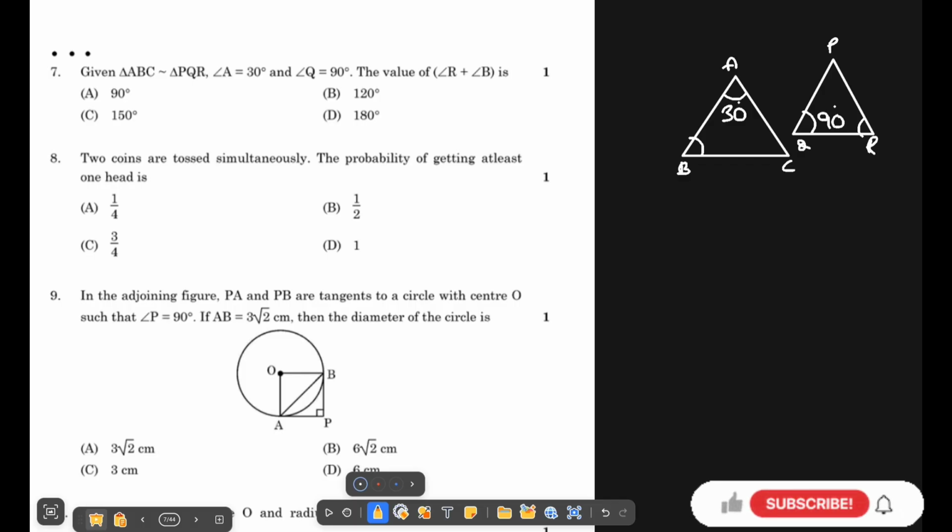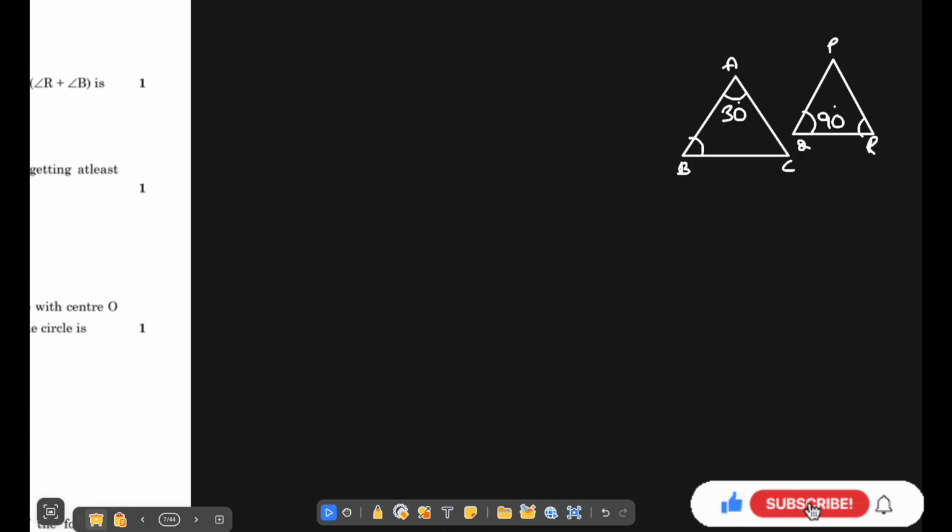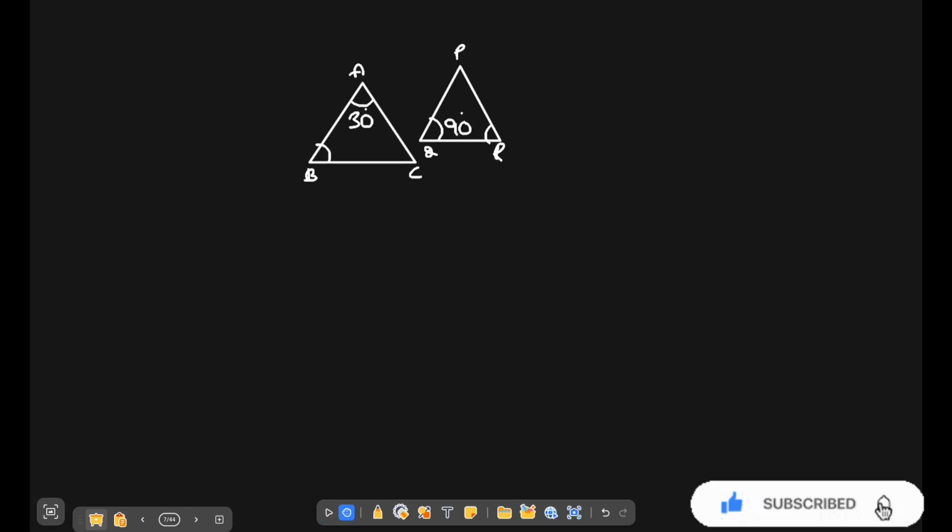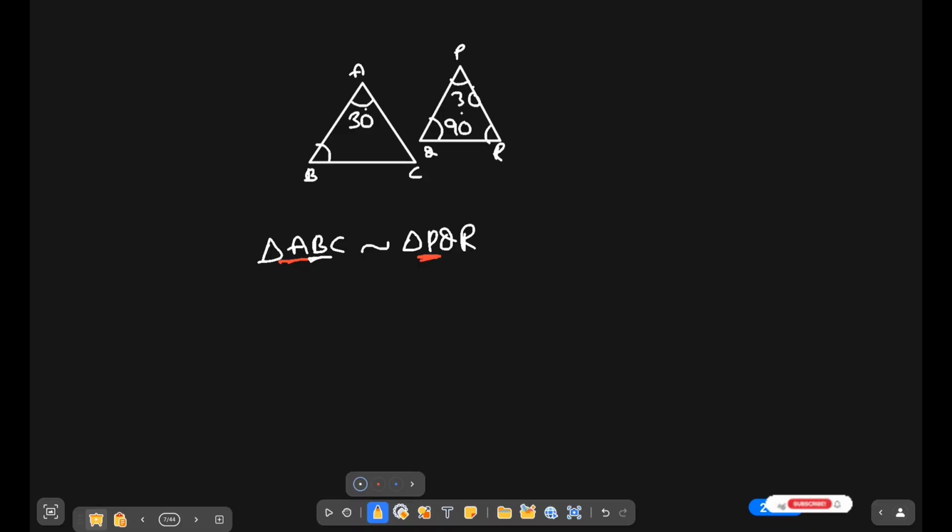So we know that triangle ABC is similar to triangle PQR. When two triangles are similar, their corresponding angles are equal. Angle at A is equal to angle at P, which means angle at A is 30, so angle at P is also 30. Next, angle at B is equal to angle at Q. Angle at Q is 90, so angle at B is also 90.